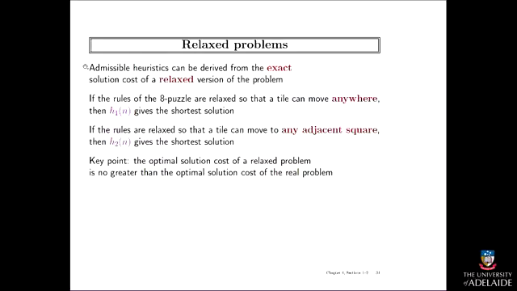Think about the 8 puzzle. If we relax the rules of the 8 puzzle so a tile can move anywhere, then H1 gives us the shortest solution. If we relax the rules so that a tile can move to any adjacent square, then the Manhattan distance is an exact estimate of how far. Obviously in the real 8 puzzle you can't do that. But the key point is that the optimal solution cost of a relaxed problem is never greater than the optimal solution cost of the real problem. So think about the geography as well. If we relax the problem to say that we can travel in a straight line distance from A to B, then that generates a heuristic for the actual problem where we have to travel on real roads.